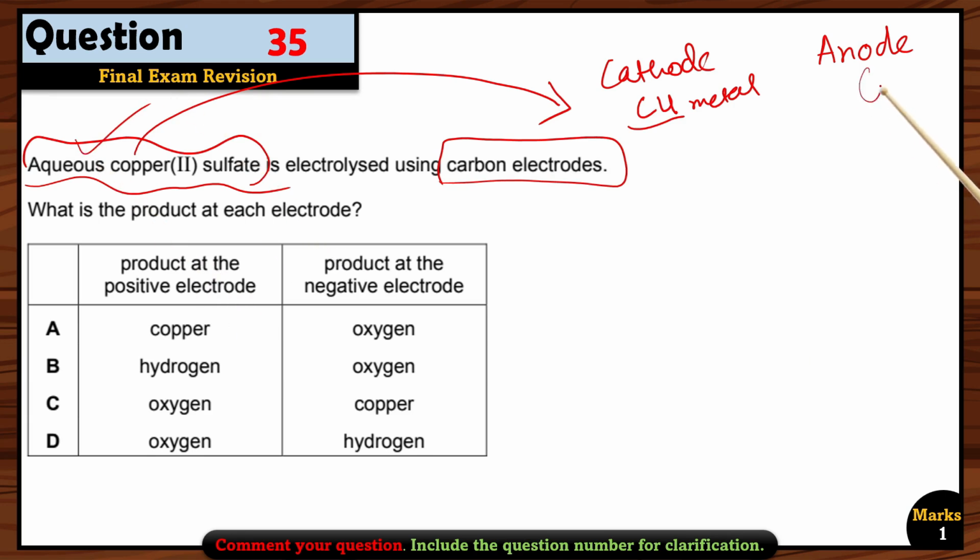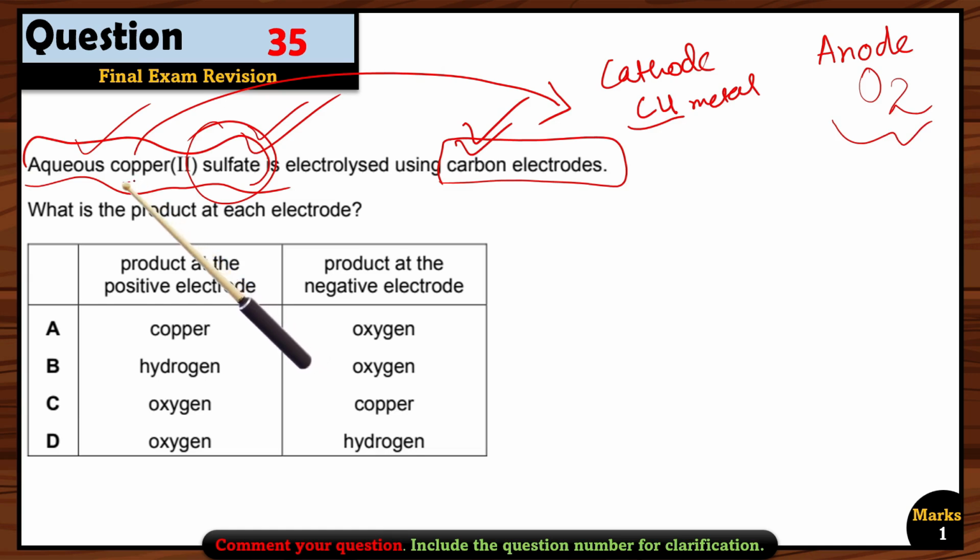So at the anode you are going to get oxygen. Why oxygen? It is not mentioned whether it is dilute or concentrated. So how did we decide oxygen? Whenever you see the word sulfate with copper, oxygen will be the product at the anode. Even if it is dilute or concentrated, the product will always be oxygen if we have carbon electrodes and the sulfate solution. So you are going to get oxygen at the anode.